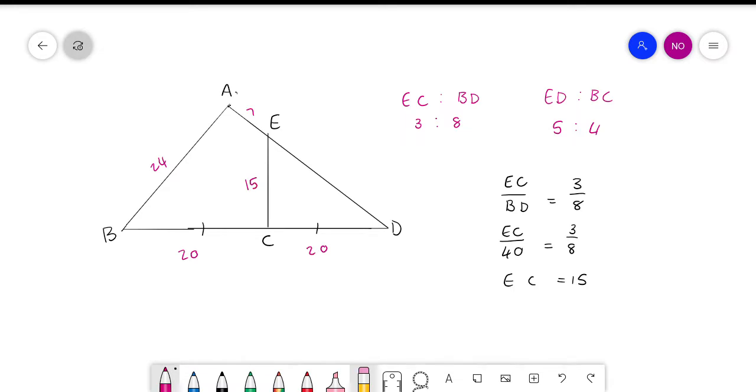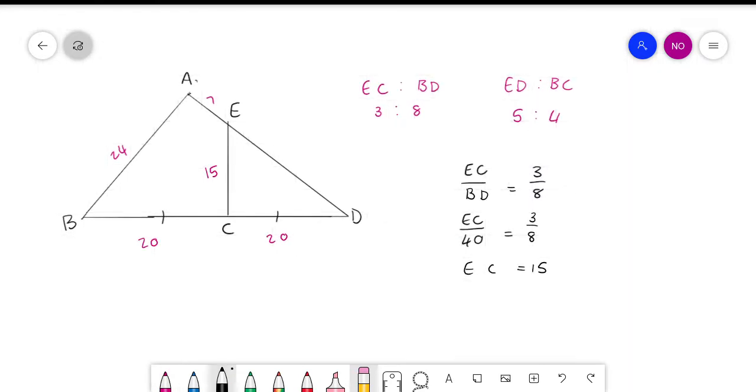You guys have that? You didn't what? Okay. Let me mark it and then you can tell me what you did. Okay? And then they also gave us that ED over BC, that ratio is 5 to 4. Now I have enough information to work out ED. Nice.